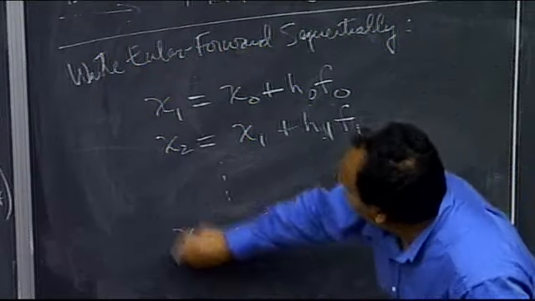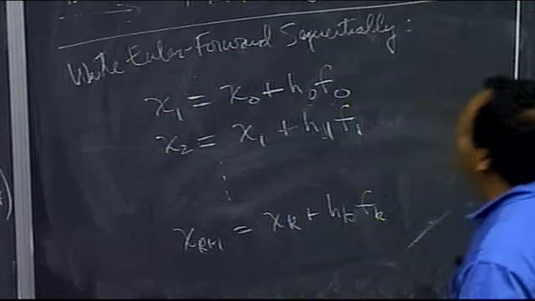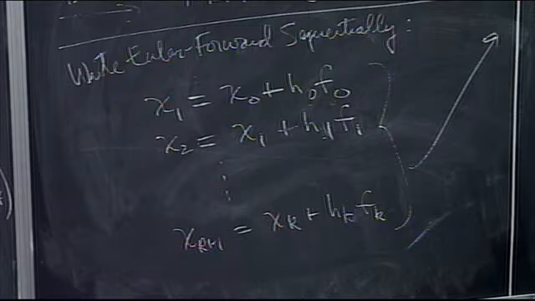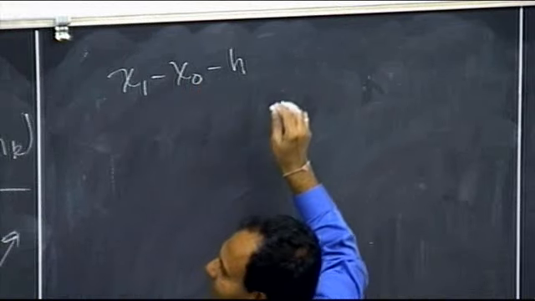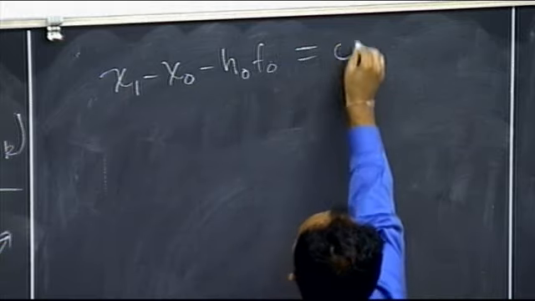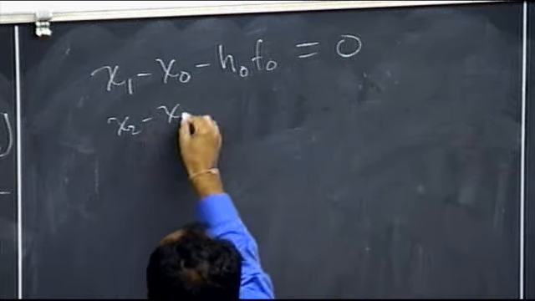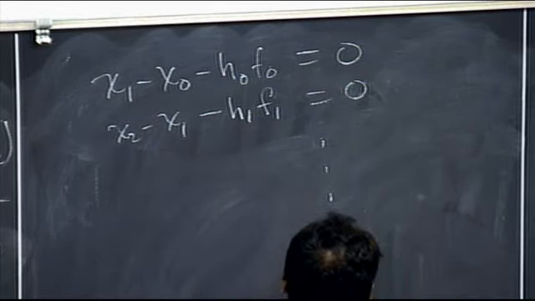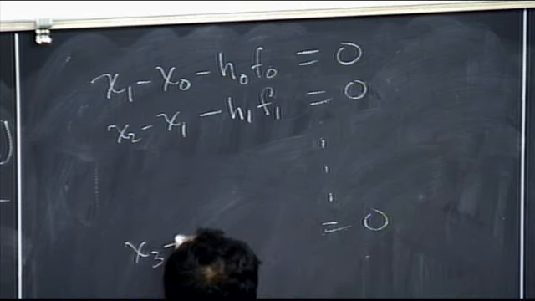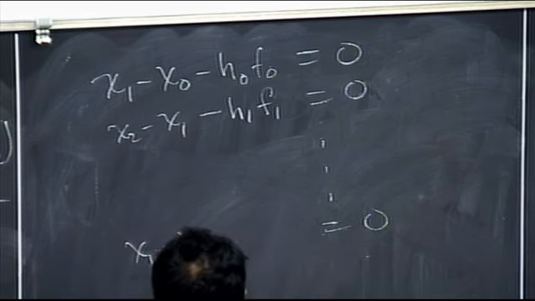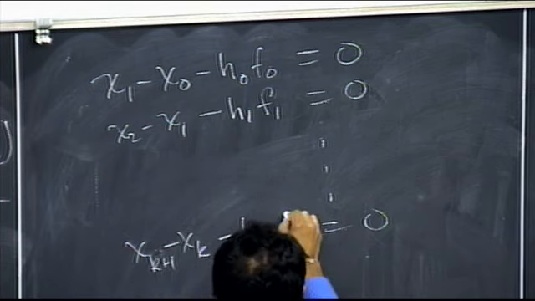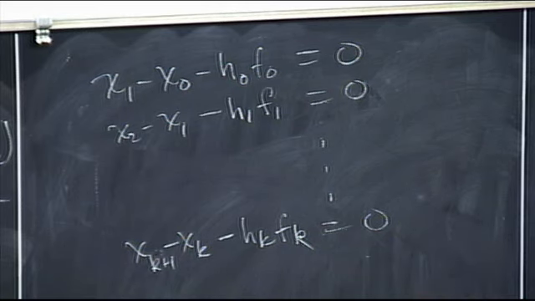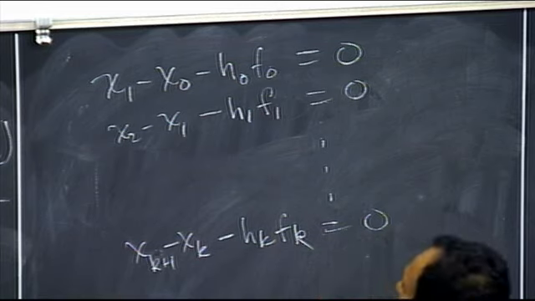Or what I can do is I could solve all of these simultaneously. So I can rewrite this system like this. I can write it as x1 minus x0 minus h0 f0 is equal to 0. x2 minus x1 minus h1 times f1 is equal to 0. And I can keep doing this. x(k+1) minus xk minus hk times fk is equal to 0. Now, you say, well, I haven't done anything in the process of doing this, right? All I've done is I've just rearranged these equations. But there's a big difference now.